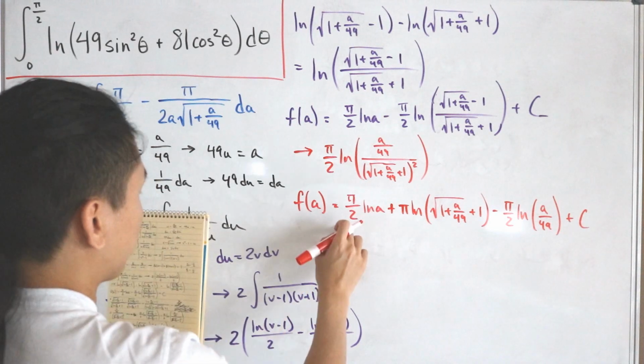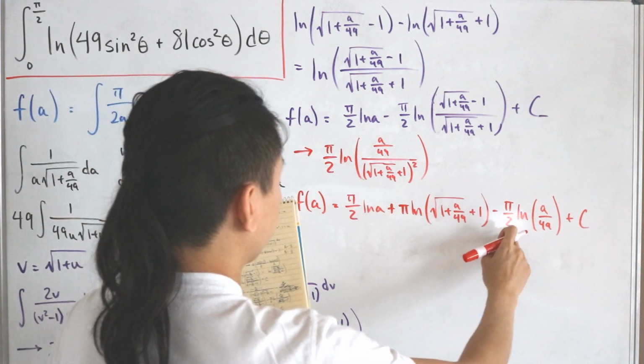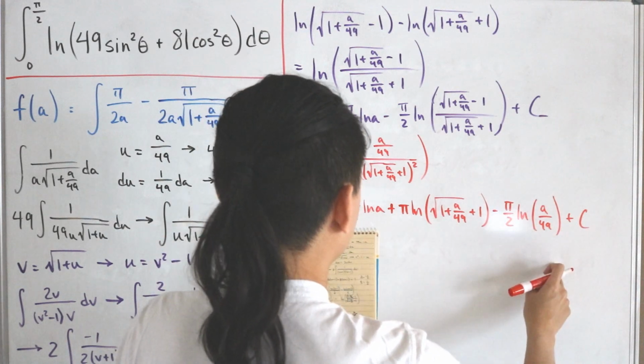For one, we have pi over 2 ln of a and pi divided by 2 ln of a divided by 49.